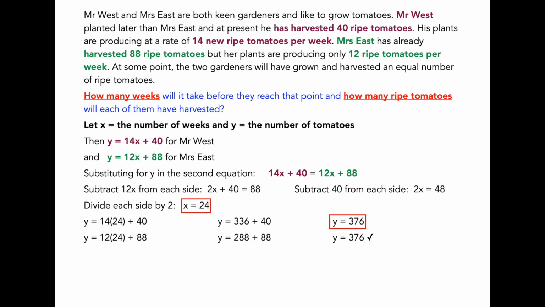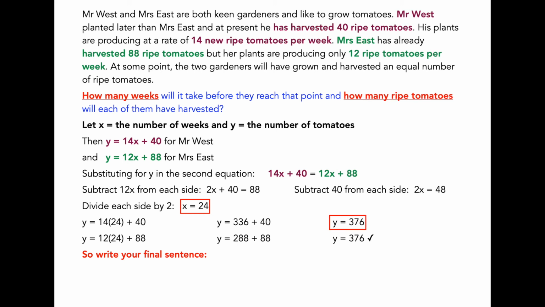The second equation tells us that y equals 12x plus 88. So y equals 12 times 24, which is x, plus 88. 12 times 24 is 288. 288 plus 88 equals 376, which is the same value we previously obtained for y. So our values are correct.